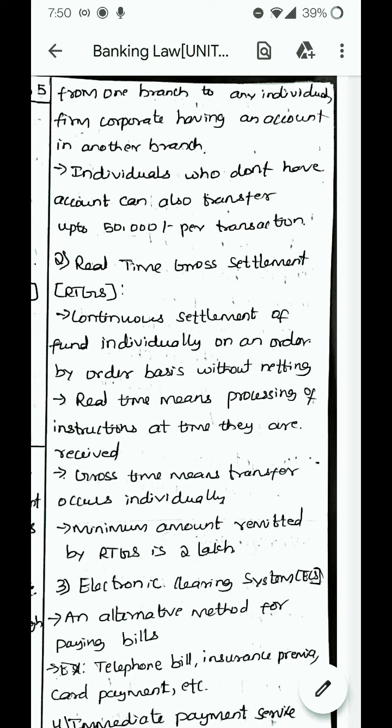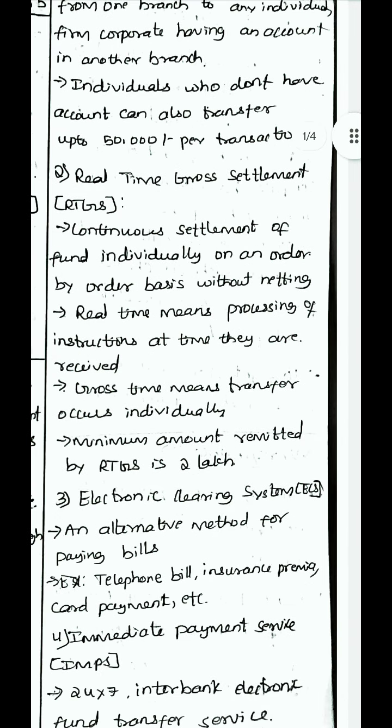The next type of e-banking payment is Real-Time Gross Settlement, RTGS. It is a continuous settlement of funds individually on an order-by-order basis without netting. Real time means processing of instructions at the time they are received, and gross settlement means the transfer occurs individually.